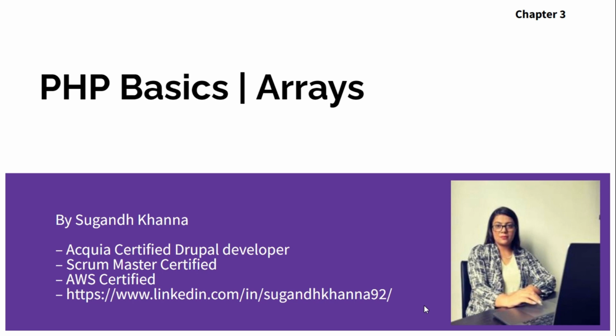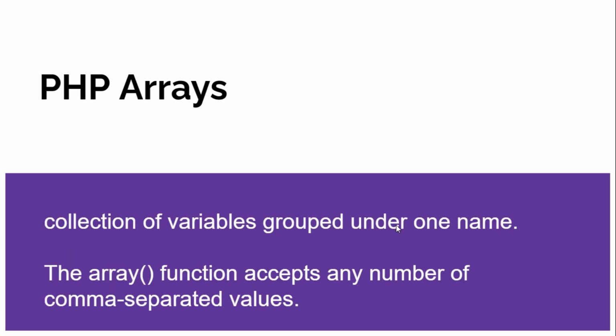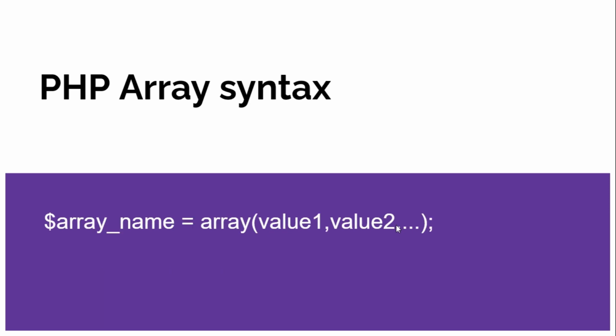This is the third session of PHP basic training and here we will learn what arrays are. PHP arrays are a collection of variables grouped under one name. The array function accepts any number of comma separated values. Array syntax is mentioned as on the screen. This is a dollar sign. Then there is an array name. It can be any name. Then this is the keyword array and parenthesis, and then your values go on.